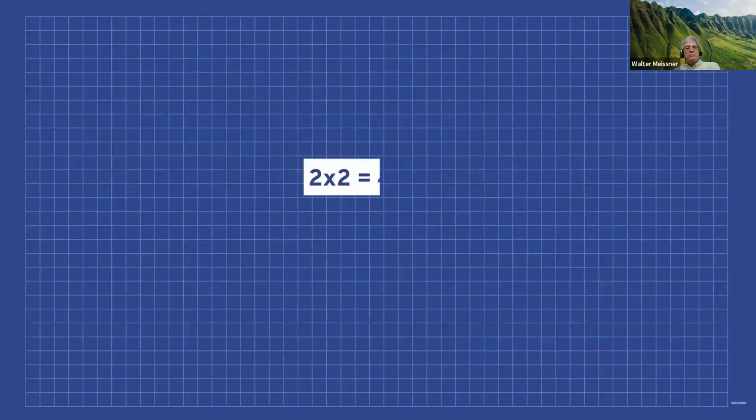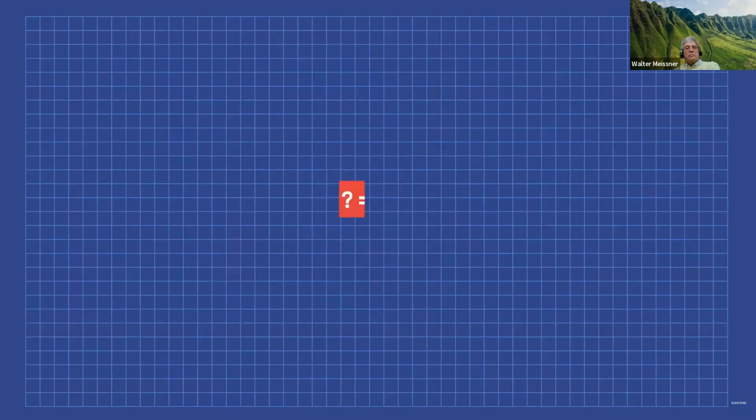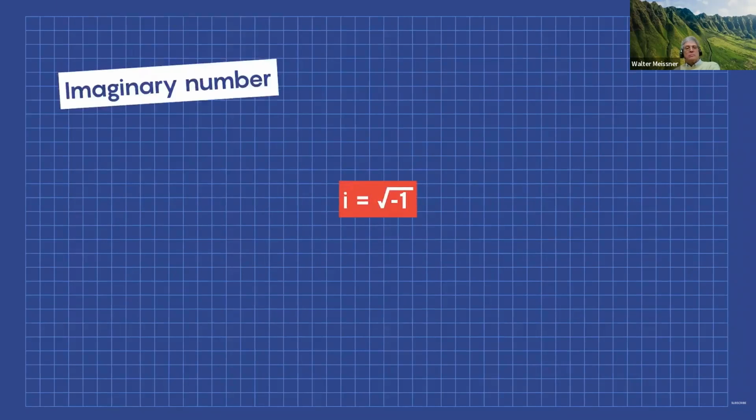You might remember that the square of any real number is positive, so 2 squared is 4, but negative 2 squared is also 4. So there is no number whose square is negative 1. It turns out that it's really rather useful for mathematicians to have a number whose square is negative 1. So what did we do? We just made one up. We called it i for imaginary. So whenever you see i squared, what that means is you should replace it with negative 1.